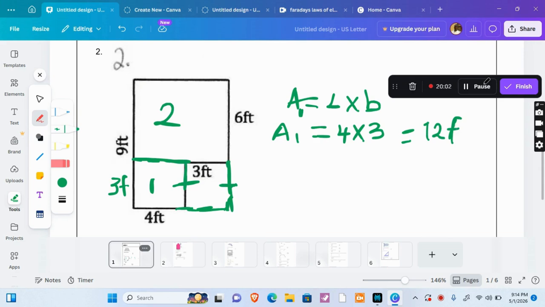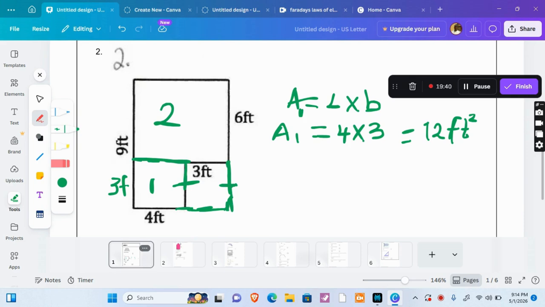But remember, this is a composite shape. So we need to get the area of the second rectangle, and then at the end we'll add the two areas together to get the overall area of this composite shape. So now that we're done with part 1 of the shape, let's go to rectangle 2.